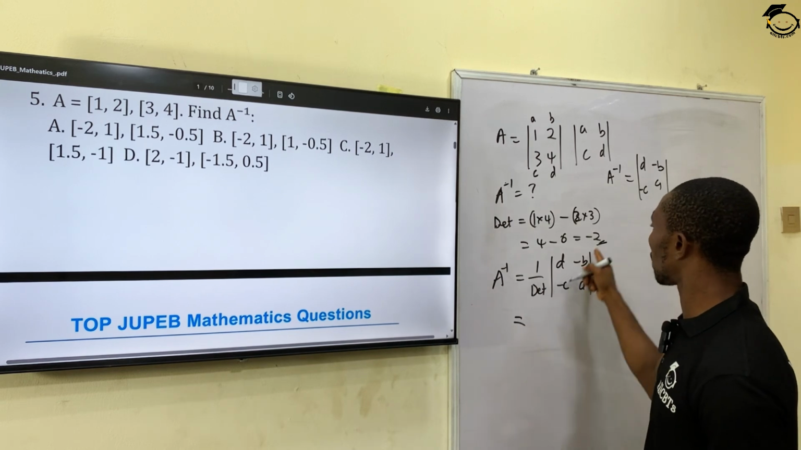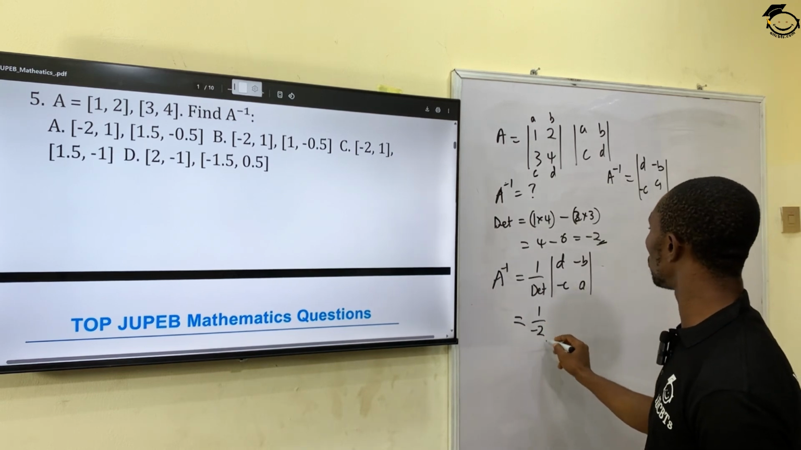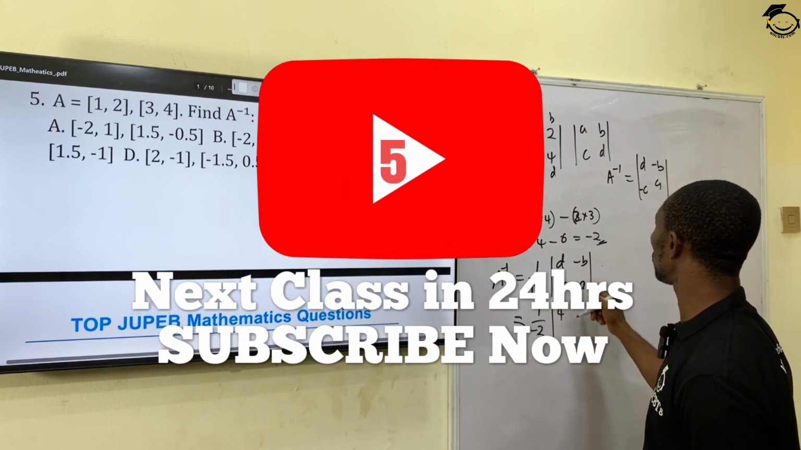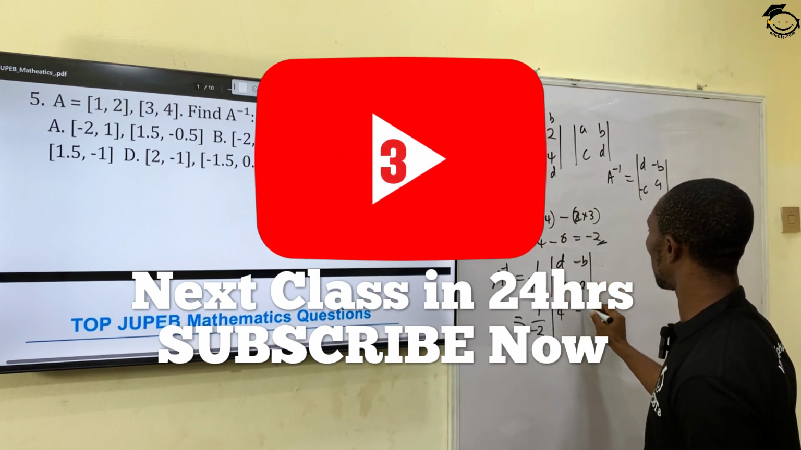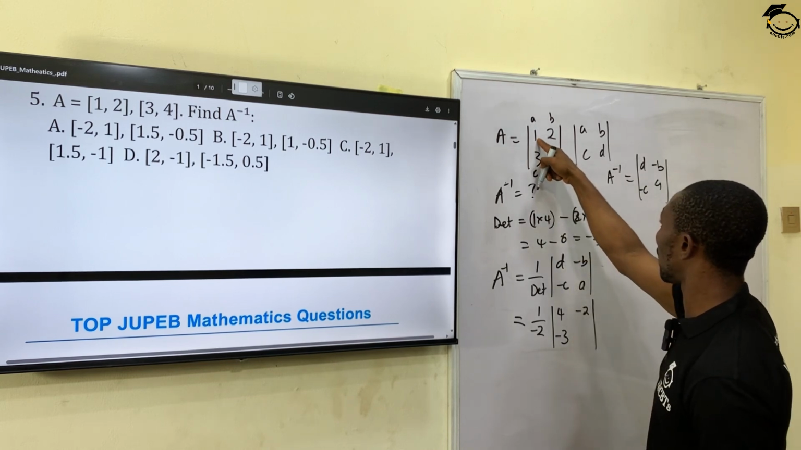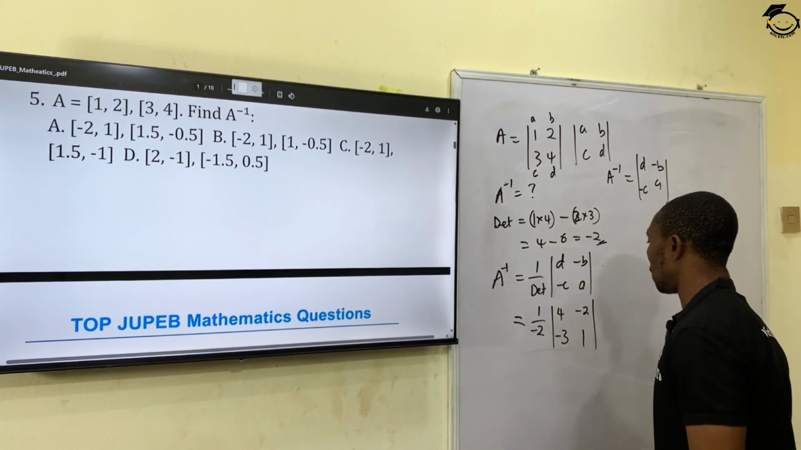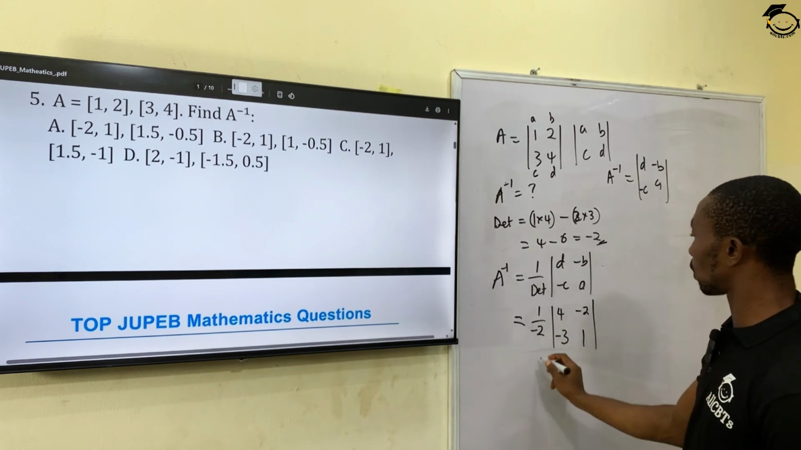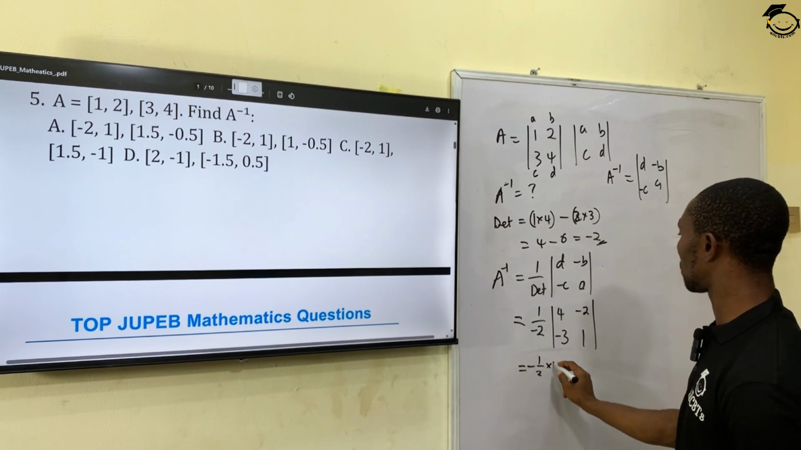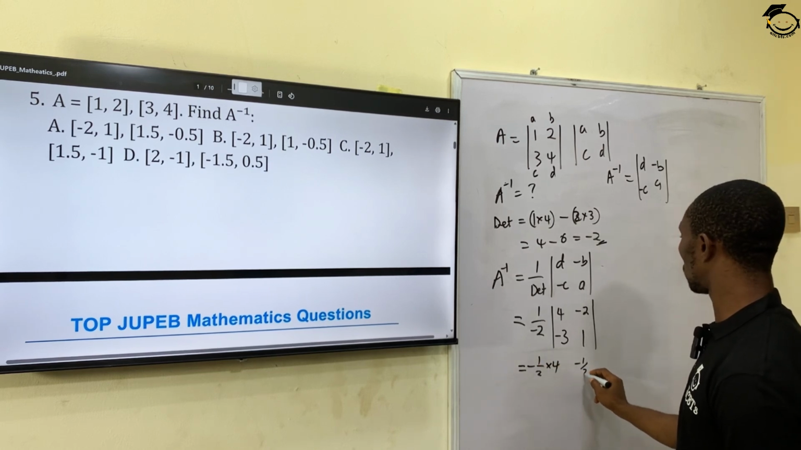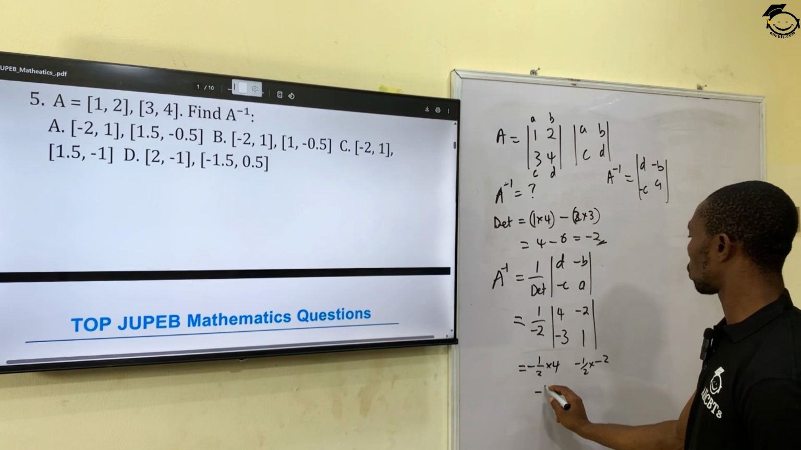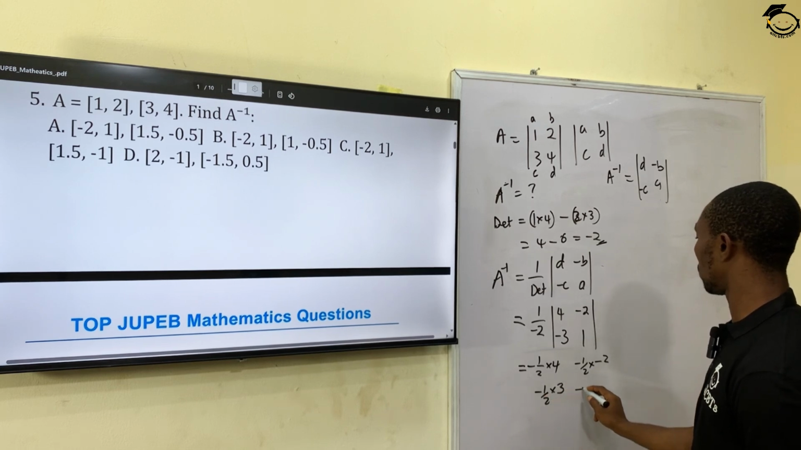Now, in this case, this is our A, B, C, and D. So we have our determinant as minus 2, 1 over minus 2. Our D is 4. Our B is 2, so since it's positive, it will become minus 2. Then our C is 3, it will become minus 3. And our A is 1. Now, multiplying this with this becomes 1 over minus 2: minus 1 over 2 times 4, minus 1 over 2 times minus 2, minus 1 over 2 times minus 3, and minus 1 over 2 times 1.